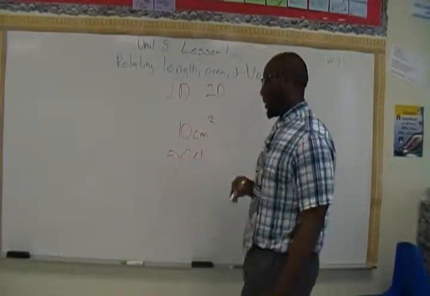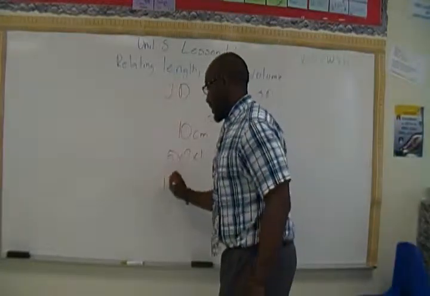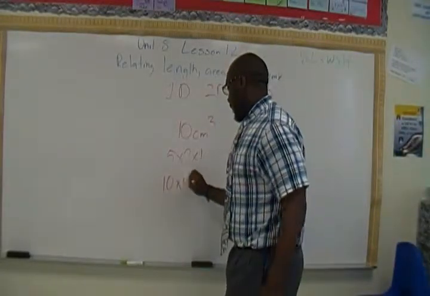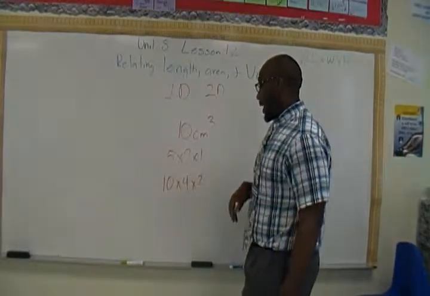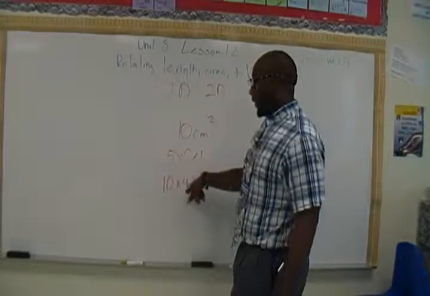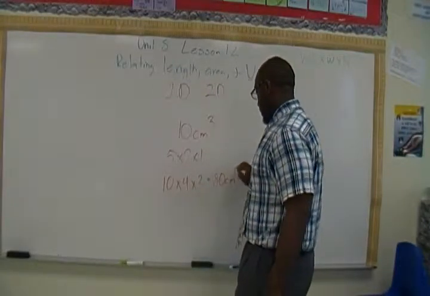Times 1. So from there we can double these. So that gives us 10, 4, 2. We know 10 times 4 gives us 40. 40 times 2 gives you 80 centimeters cubed.